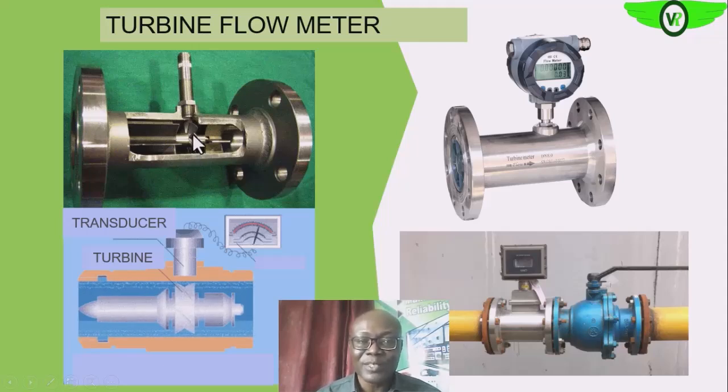So when each blade passes, it generates a pulse. When another blade passes, it generates another pulse. So the number of pulses compared to the time it takes for those pulses to be generated will give us the flow rate, the volumetric flow rate. Remember, we said between two pulses, a specific volume would have passed through the turbine flow meter.